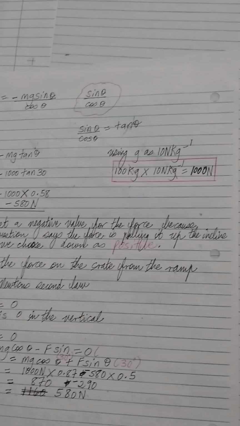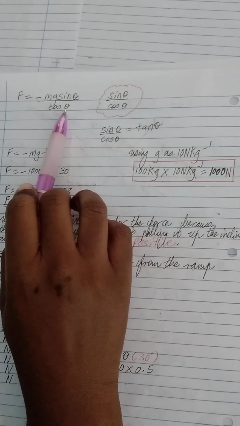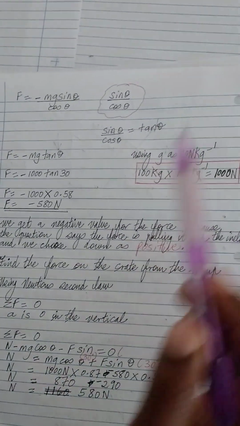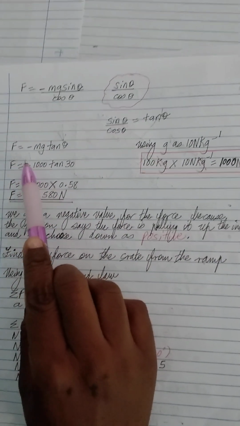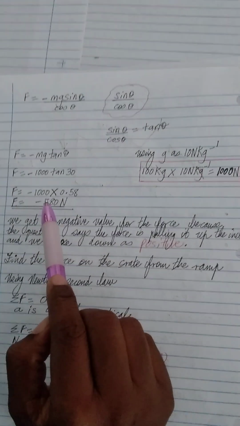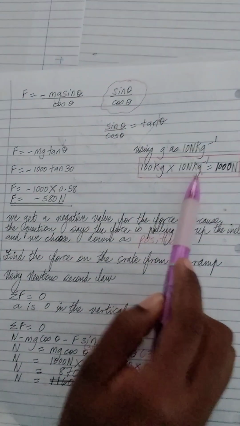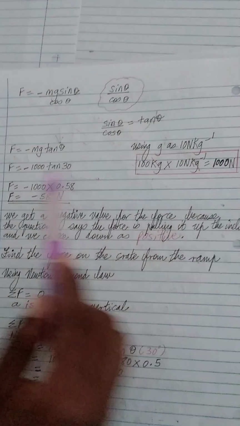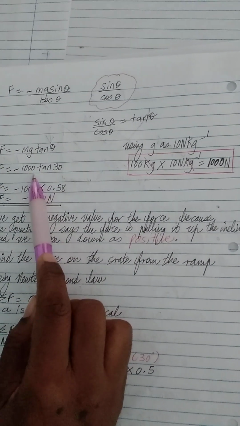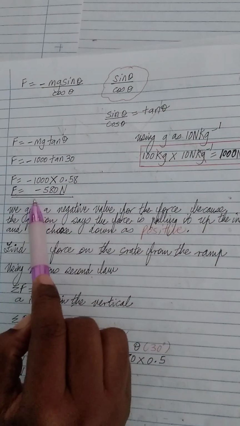Now F equals minus mg sine theta divided by cos theta, and we can write that a different way. Sine theta over cos theta is the same thing as tan theta. Now, here we have F equal to minus mg tan theta, where m is equal to 100 kilograms and g is equal to 10 newtons per kilogram. Multiplying both of them out, we get 1000 newtons. And here we substitute it with our negative value. I'll be explaining why we have a negative value here. And we multiply it by tan of 30, which is 0.580, which gives us minus 580.